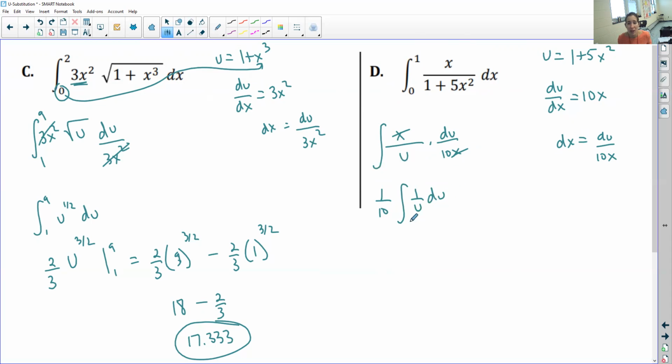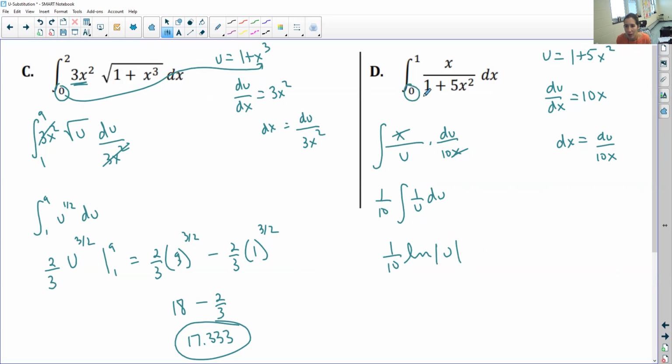I know that normally when I have something in the denominator, I rewrite it with a negative power. But this is going to be that special case where it's u to the -1. So adding 1 and getting 0 and dividing by 0 isn't going to work. So this is a natural log example. So I'm going to get 1/10 the natural log. Oh, I forgot to do my bounds of u. But let's go back and do the bounds. I'm sorry, I forgot to do that.